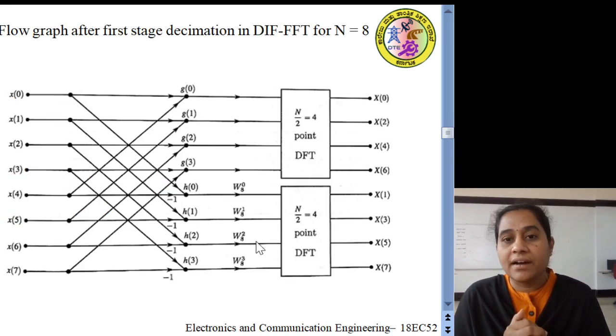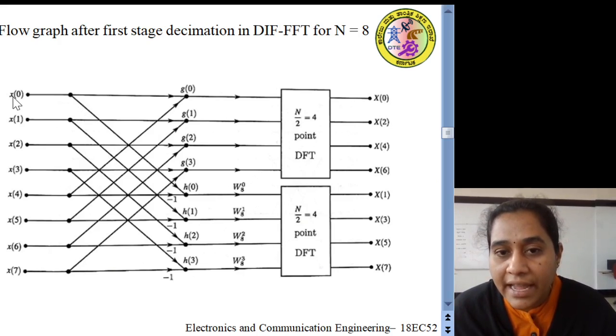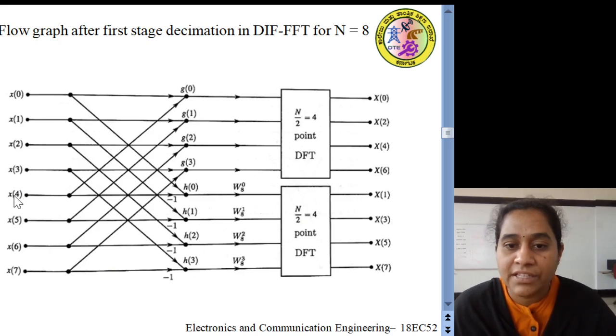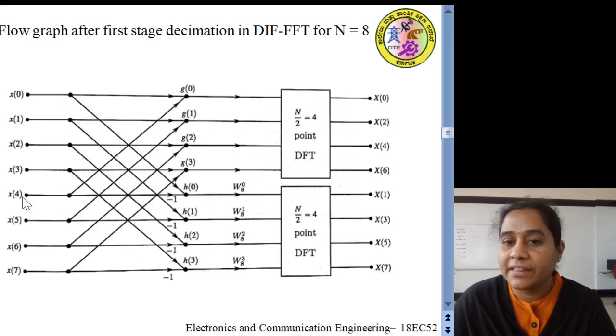So if we write the flow graph after this first stage of decimation for the value of N equal to 8, we can write it like this. We can observe here x of 0, x of 1, x of 2, x of 3 up to x of 7, which is in natural order. This gets converted to two 4-point sequences: g of 0, g of 1, g of 2, g of 3 and h of 0, h of 1, h of 2 and h of 3. This is after the first stage of decimation. You can observe these values here.